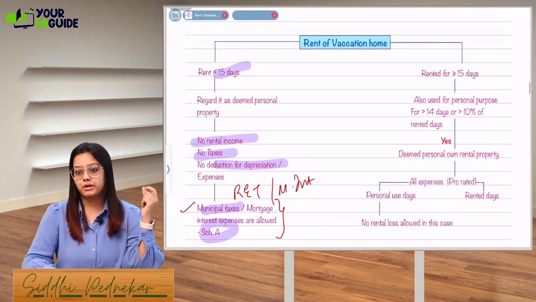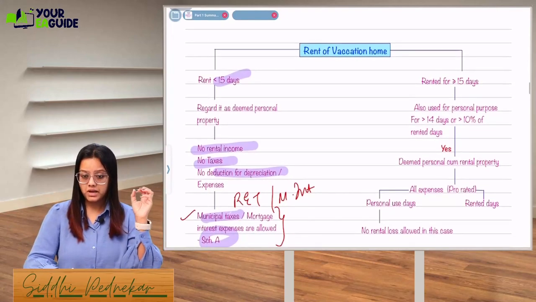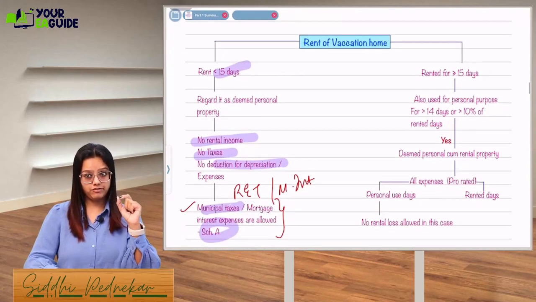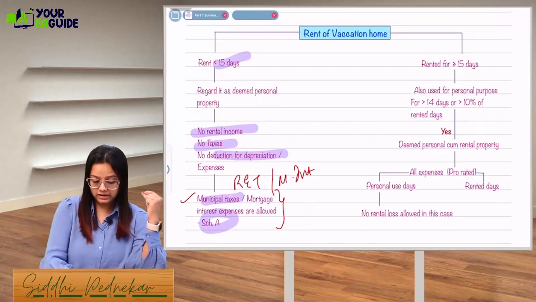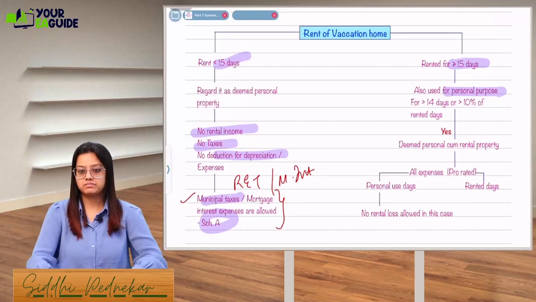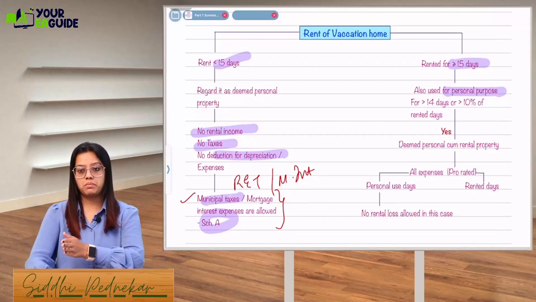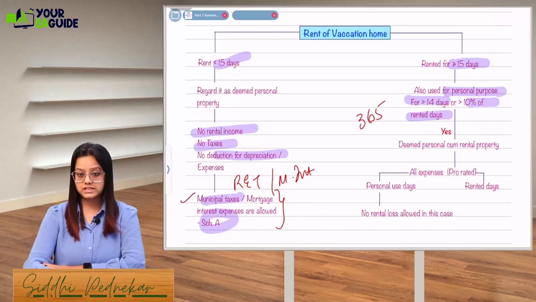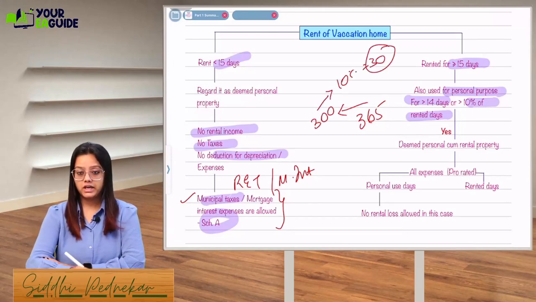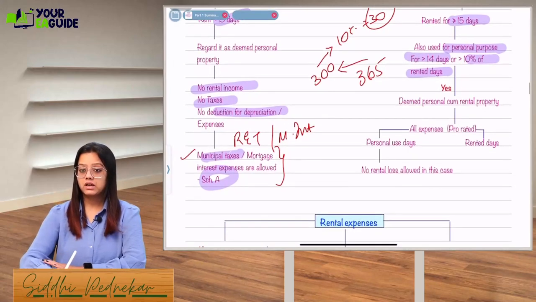Okay, now if you have rented the property for more than 15 days, then the situation comes when you are going to offset your loss. If you have rented the property for more than 15 days and it is also used for personal purposes, you have to check how long you used the property for personal purposes. Is it more than 14 days or more than 10% of the rented days? Let's say during the whole year, 365 days, I have rented my property for 300 days. So 300 into 10% is what? 30 days. Whether I have used the property for personal use for 30 days or more, or more than 14 days, if yes, then it will be deemed as a personal real property.